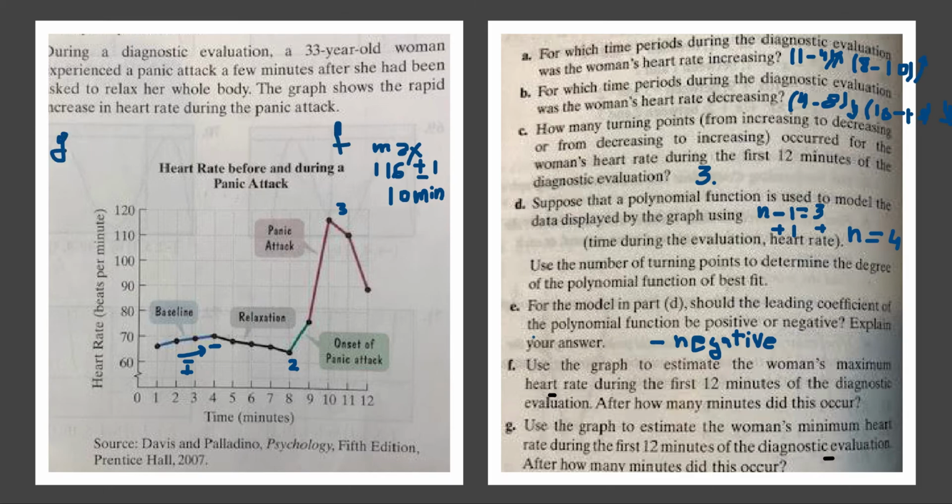And G is the last one. Use the graph to estimate the woman's minimum heart rate during the 12 minutes of the diagnostic evaluation. After how many minutes did this occur? If we are looking for the minimum, it is at the second turning point, and it looks a little bit lower than between 60 and 70. It looks like it's less than 65. The point at 1 minute looks a little bit higher than 65. So I would say it is 64 somewhere, plus or minus 1, and it happens at 8 minutes. So that's the minimum heart rate during the 12 minutes.